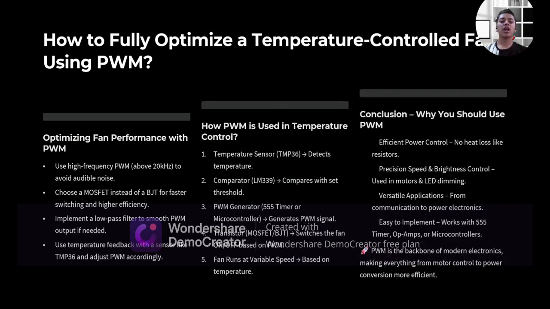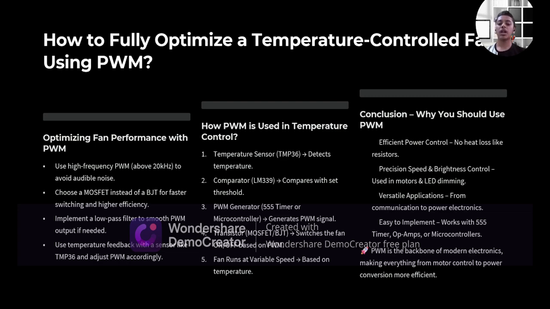How to fully optimize a temperature control fan using PWM. First, optimize fan performance with PWM. Use high frequency PWM above 20 kHz to avoid audible noise. Choose a MOSFET instead of a BJT for faster switching and higher efficiency. Implement a low pass filter to smooth the PWM output if needed. Use temperature feedback with a sensor like the TMP36 and adjust PWM accordingly.